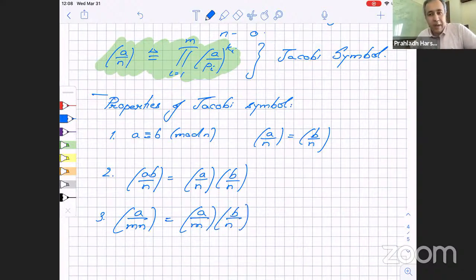And this is true almost by definition. The third equation, the right-hand side is (a/m) times (a/n). This is true by definition, the way I defined the Jacobi symbol.